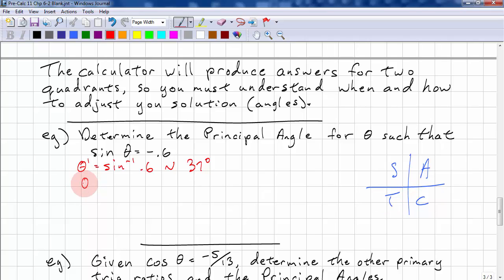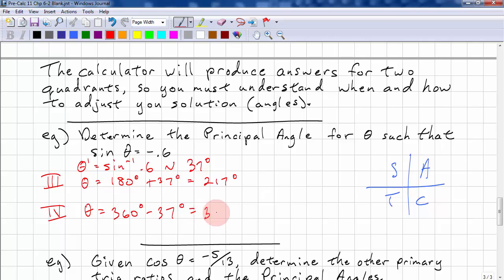So theta in quadrant 3 equals 180 plus 37 degrees. And that gives us 217 degrees. And in quadrant 4, theta equals 360 minus 37 degrees. And that's equal to 323 degrees.